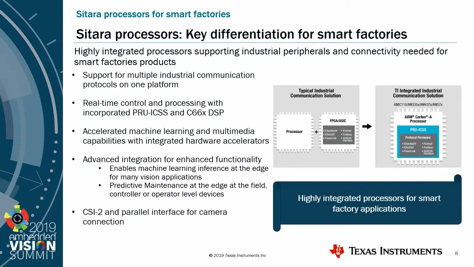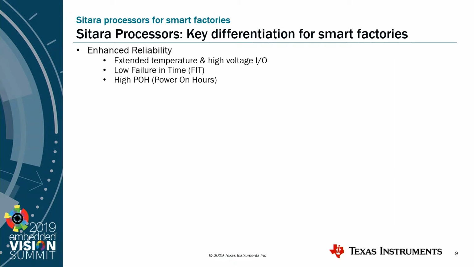devices. We have native CSI2 and parallel interface for camera connections on the devices having the machine learning accelerators and the multimedia capabilities. Along with that, most of the platforms have the PCIe, USB 3, and SATA connectivity standards. Being industrial grade chips, they support enhanced reliability, with extended temperature and high voltage I/O, low failure in time, and low power on hours. All this, with the integrated processing, lowers the overall system power, and doing it at the edge helps to lower the latency.